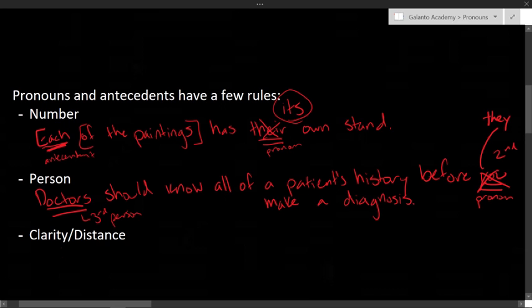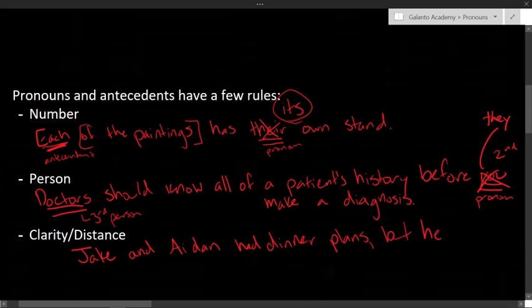Then finally, pronouns and antecedents, for the purpose of clarity, need to be close to each other. They don't have to be right next to each other, but they can't be too far away. And you can't have a lack of clarity so that you can't find the antecedent either. So if we say Jake and Aiden had dinner plans, but he decided to cancel.